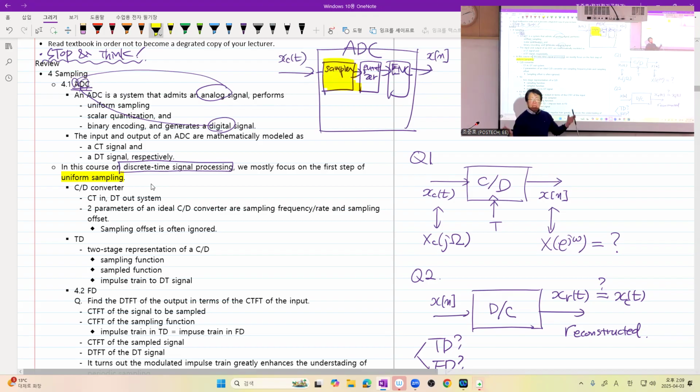However, we cannot cover everything about ADC converter or conversion in this course. This is an introductory course, so we mainly focus on this one. Got it?